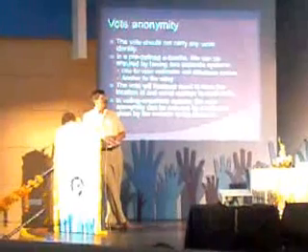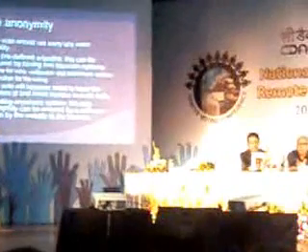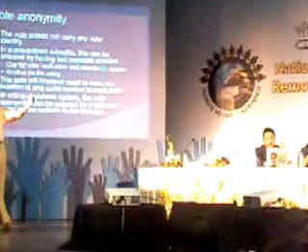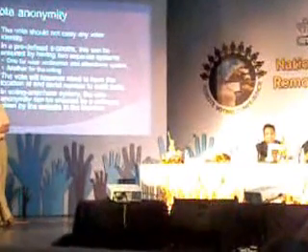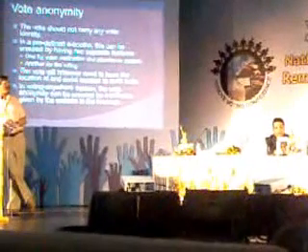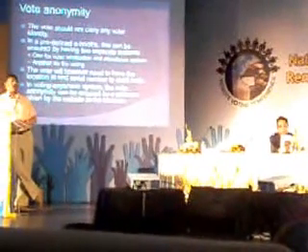Vote anonymity. The vote should not carry any identity of the voter, the vote part, right? The management data may carry the voter identity in some way. But if you don't carry the voter identity, then there are a few more issues that will actually come up, and I'll talk about how we can handle that.